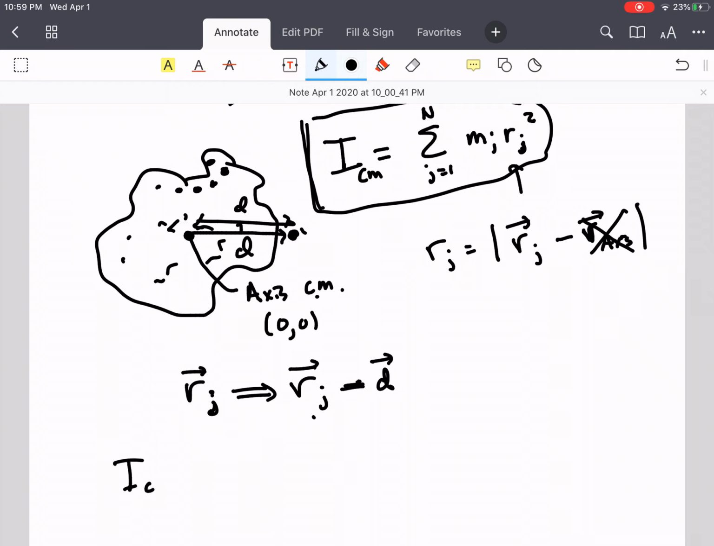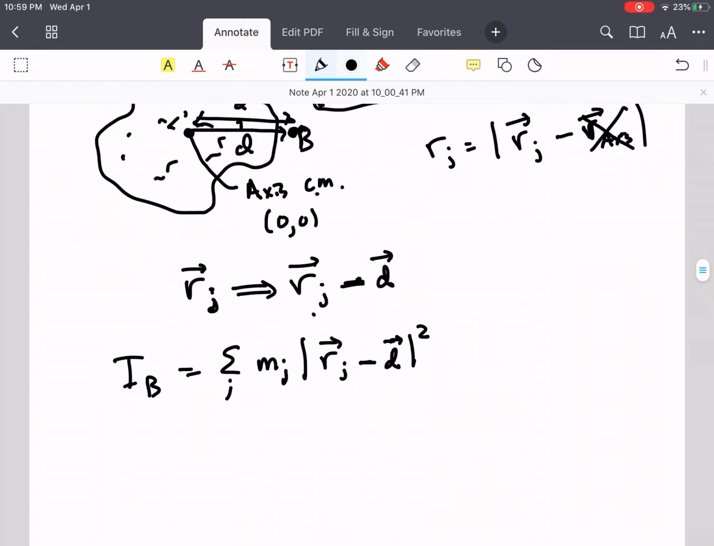My moment of inertia about this new axis, which I'll call capital B, exactly as in the formula, is simply a sum over all my masses, j, of mj times my new radius, which is rj minus displacement d, squared. What do I mean when I talk about the magnitude of a vector squared? Well, this is really just a dot product. What this actually means is rj minus d dot product with rj minus d.